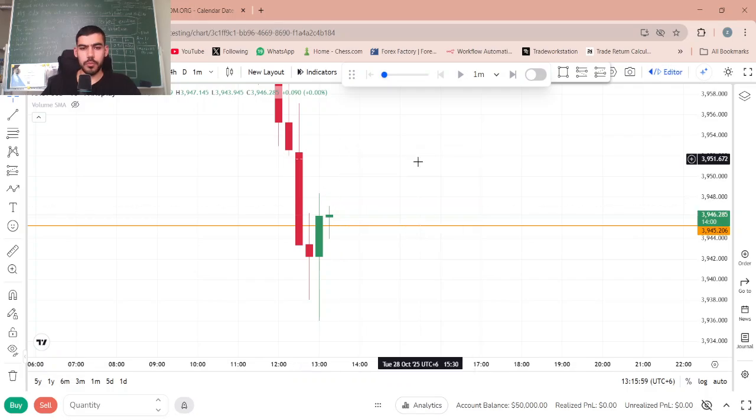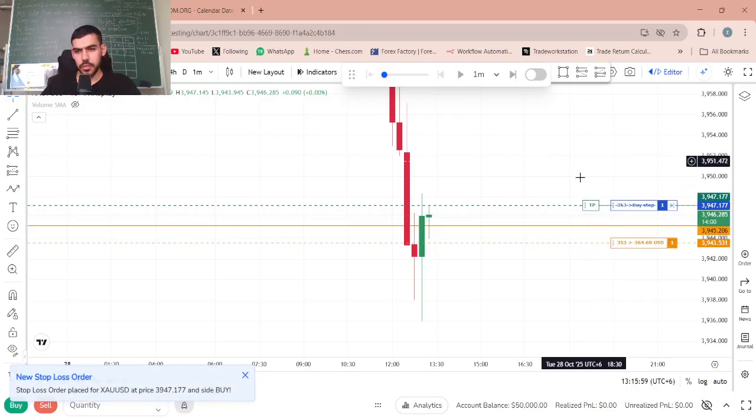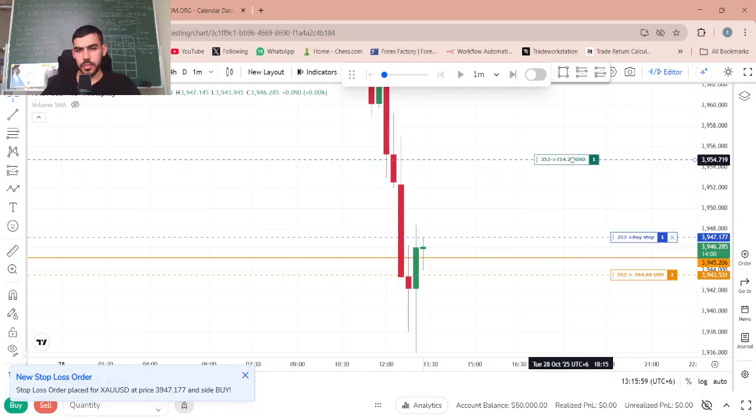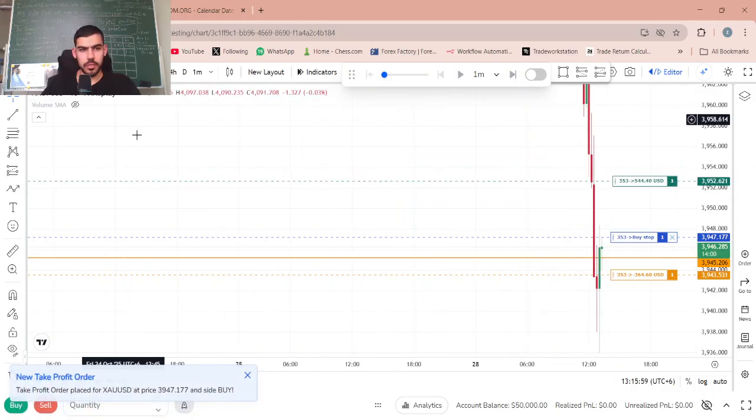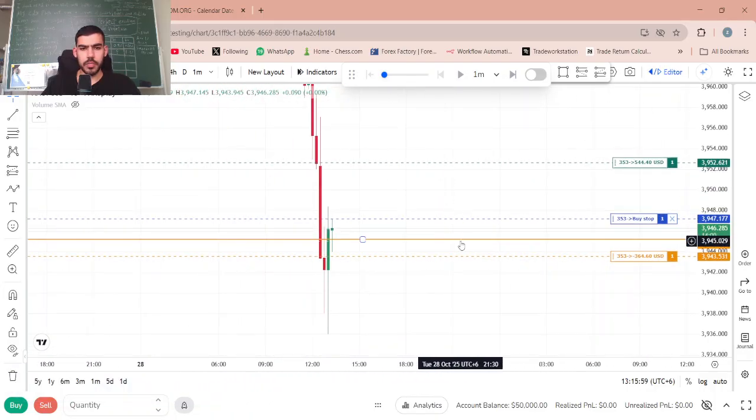I'm going to set a buy stop and sell stop below the current, and take profit is about this area right here, for almost 1 to 1, but I'm risking less than 1 to 1. Okay, let's move it.